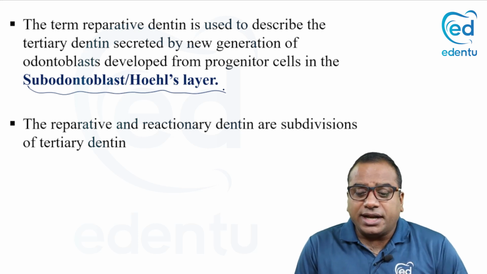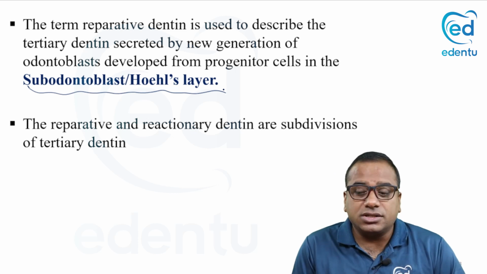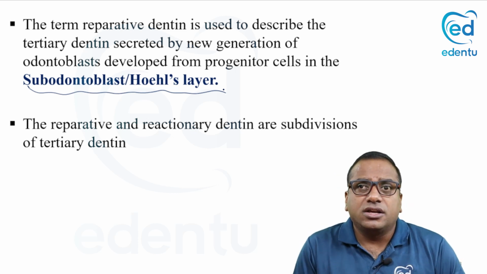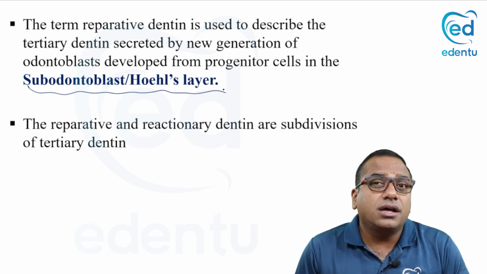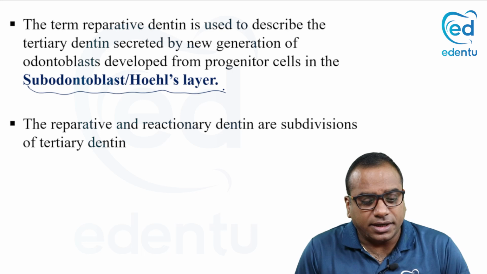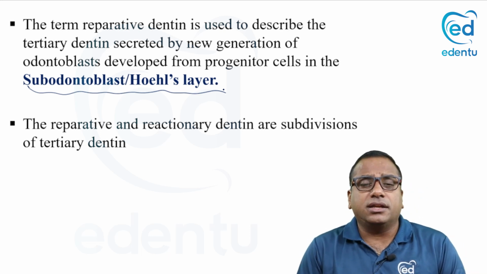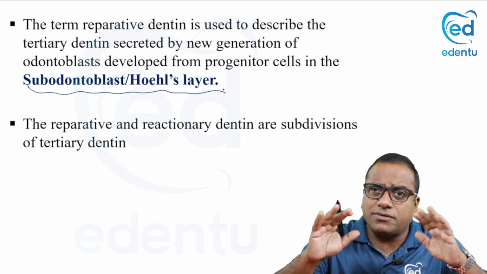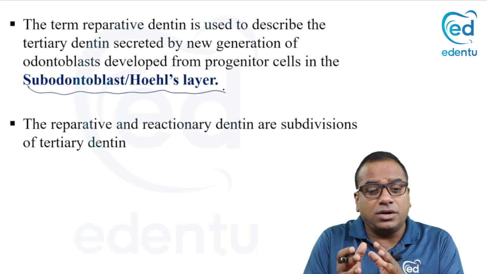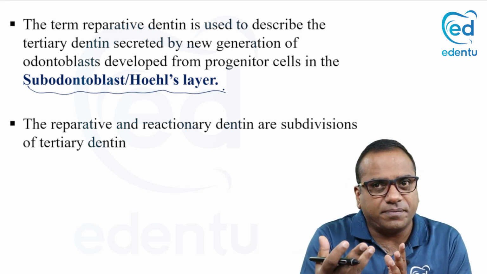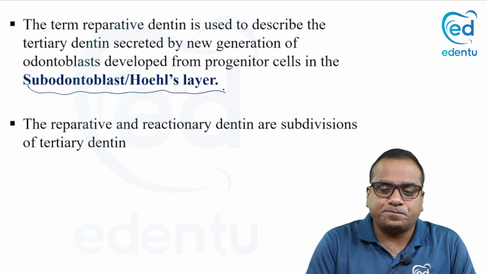The tertiary dentin formed by surviving odontoblasts in response to an appropriate stimulus is called reactionary dentin. So when something has happened and you reacted and regrew yourself, that is the reparative or reactive dentin. Reparative and reactive dentin are both subdivisions of tertiary dentin. Tertiary dentin means that with any stimulus given, the dentin wants to regrow itself. So for that stimulus, either you will repair yourself or you will react to it. So reparative and reactive are subdivisions of tertiary dentin.